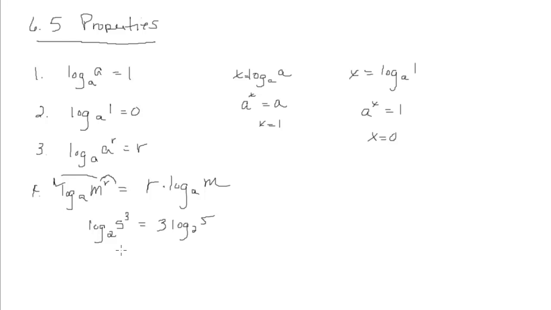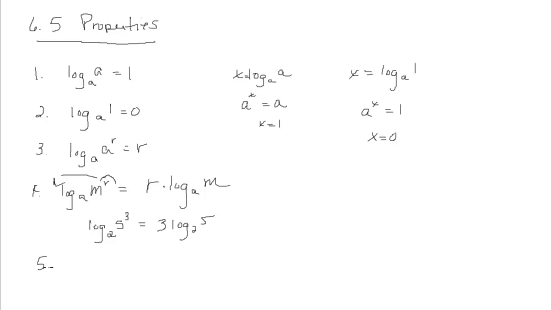And I think that rule makes rule number 3 make a little bit more sense too. Since we know log base a of a is 1, when you bring that r down as a coefficient, you would just have r times 1, which is r.